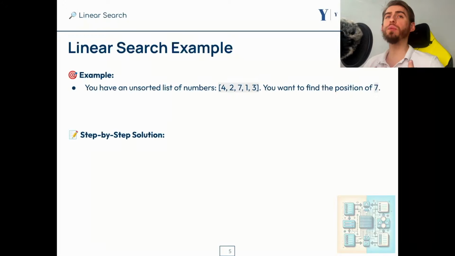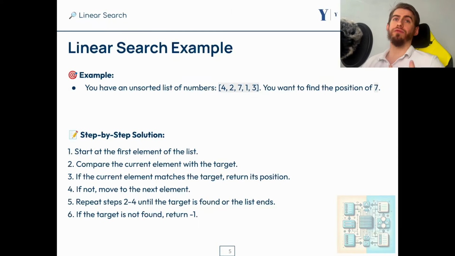So what would be our step-by-step solution? First, we would start at the first element, which is 4 in our case. We would compare each element, starting from 4, 2, 7, etc., with our target, which is 7. Then, if the current element matches the target, we would return the index, the position of the element that we are looking for. If not, we move to the next element, which would be 2. And then we repeat all of these 3 steps over and over again until we find it.